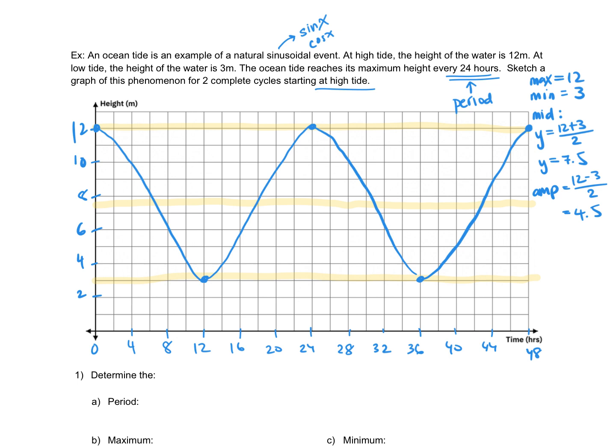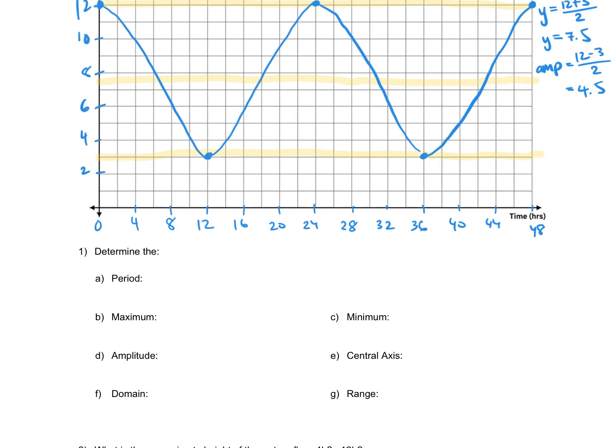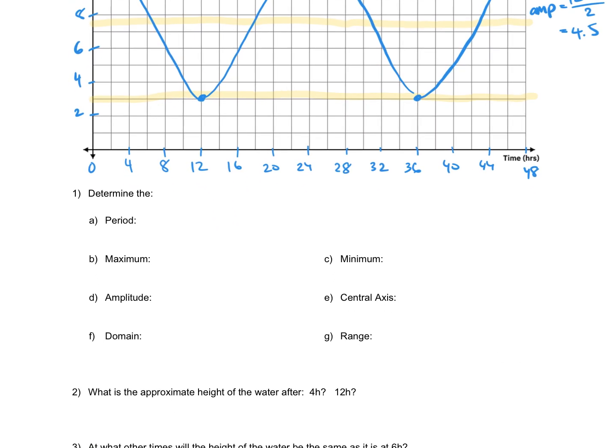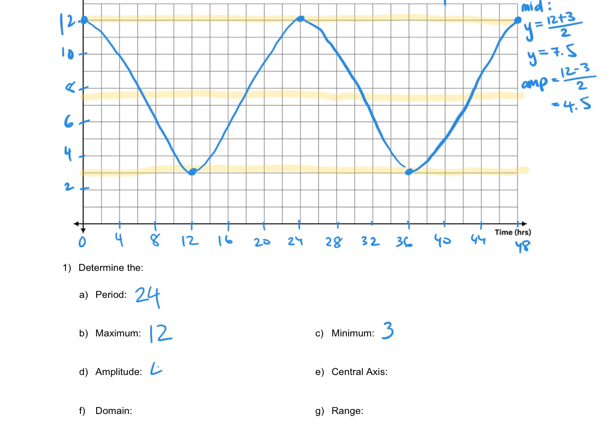Okay, here we are. We have this curve, it's periodic, the max is 12, the min is 3. Every 24 hours, this maximum is occurring. So now, let's fill in some properties. The period, 24. The maximum, 12. The minimum, 3. The amplitude we already found was 4.5. The central axis was at 7.5.